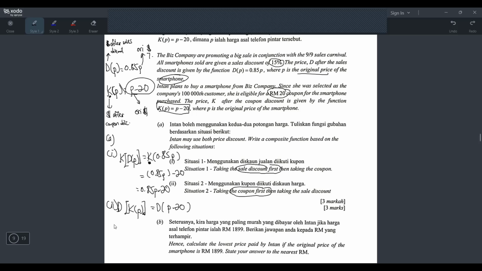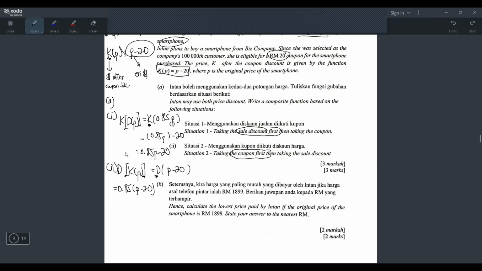And now you can continue. Okay, after you substitute the K function inside, now you will look at the D function. So do you have the D function? Yes, it's here, right? So what is the D function? 0.85P. So they are the same function. It means you can write down the 0.85P, but you have to be careful because instead of writing P, what do you have to write? You have to write P minus 20, because now D bracket P has changed to D bracket P minus 20. So the P at the back also changed to P minus 20.